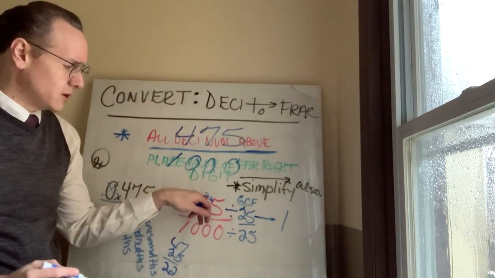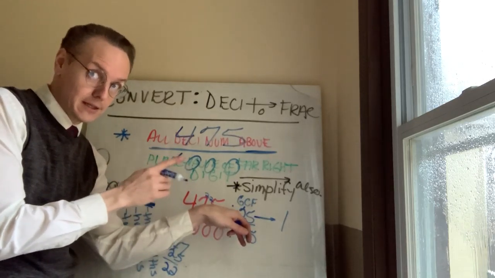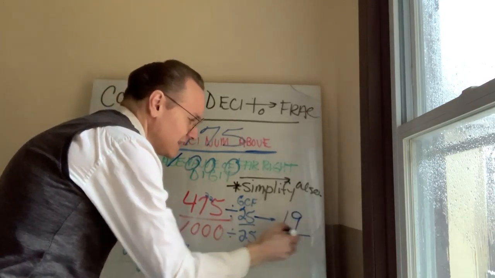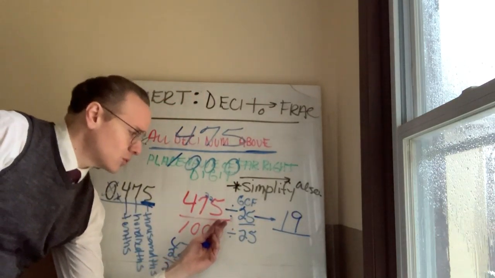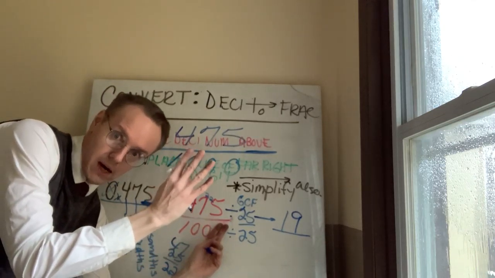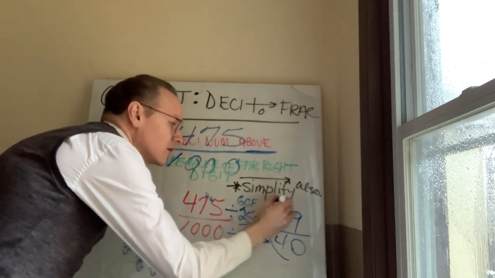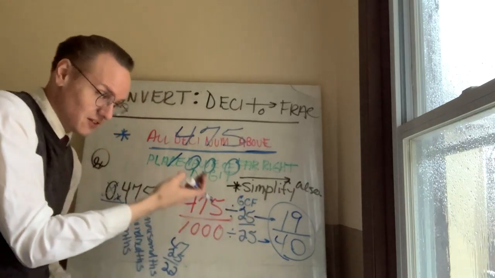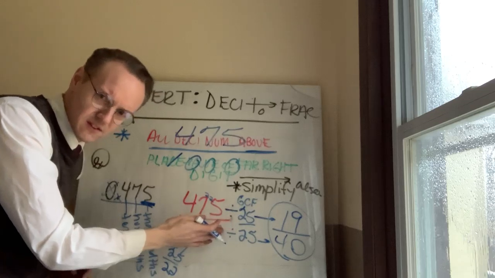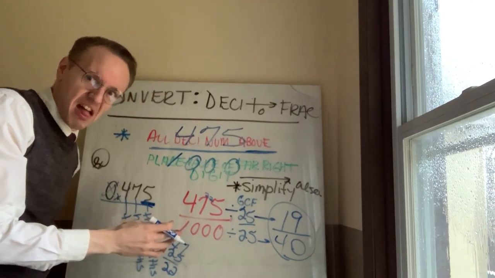If you think about this as being $2.25, and you're dividing by a quarter, 25, how many quarters fit into $2.25? 9 quarters. So it would be 19 on top. If this was just 100, how many quarters fit into 100? 4, and then you have an extra 0. 19/40 apparently is the same decimal as 475 thousandths. I hate saying that, but thousandths, 0.475.